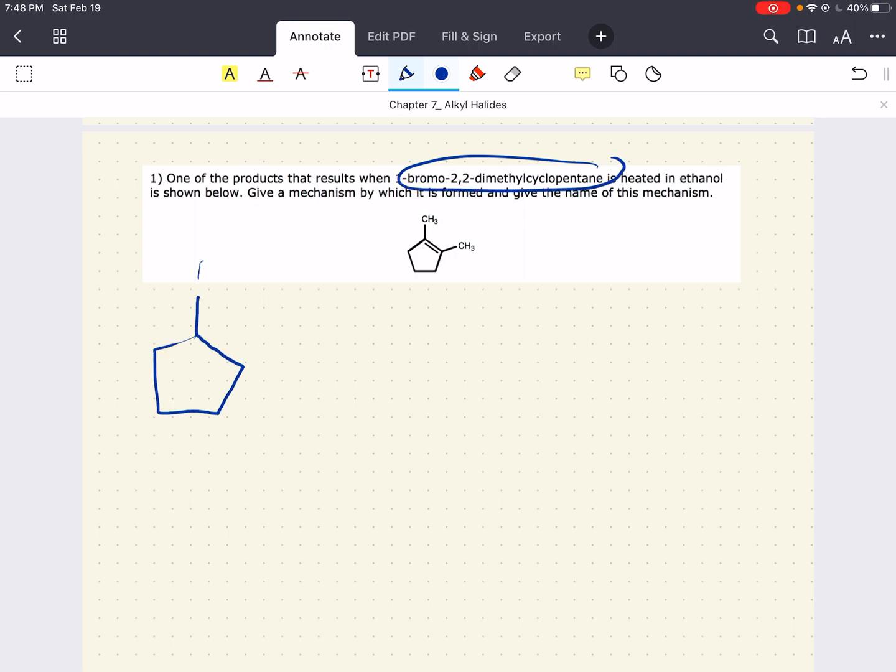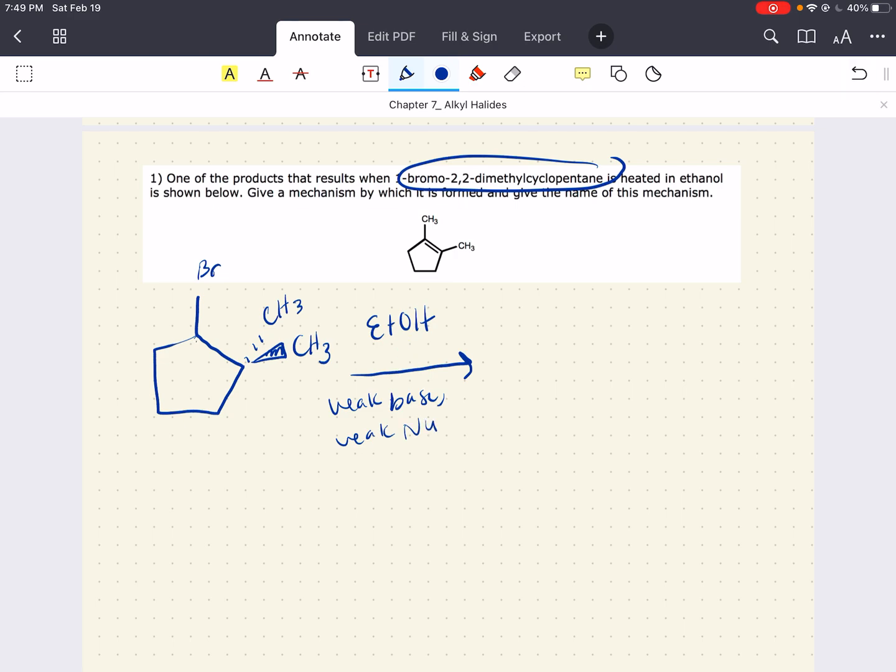All right, 1-bromo-2,2-dimethyl. And we're going to go ahead and draw the wedges and dashes. All right, first step, and it's going to be treated in ethanol. All right, ethanol is a weak base, weak nucleophile.